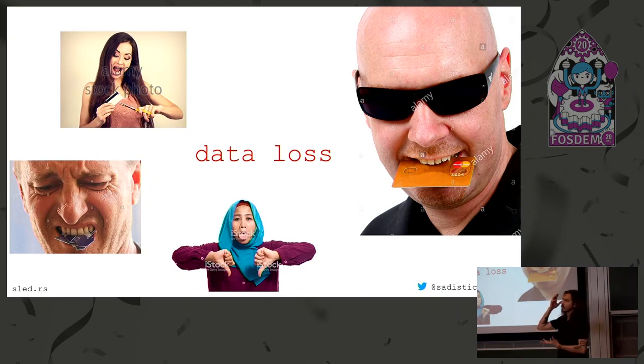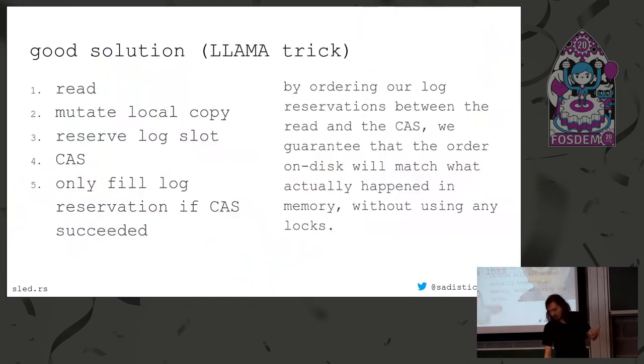So how do we make the things on disk map in memory, even though we're not using any locks? All this has to be lock-free, but we still have to have our order on disk map the order in memory. So what we do is we use a special type of log reservation. We try to reserve a slot at the end of the log that can later on either be canceled or filled in with data. The important part here is that that reservation at the tip of the log happens after we did our read, but before we did our compare and swap operation.